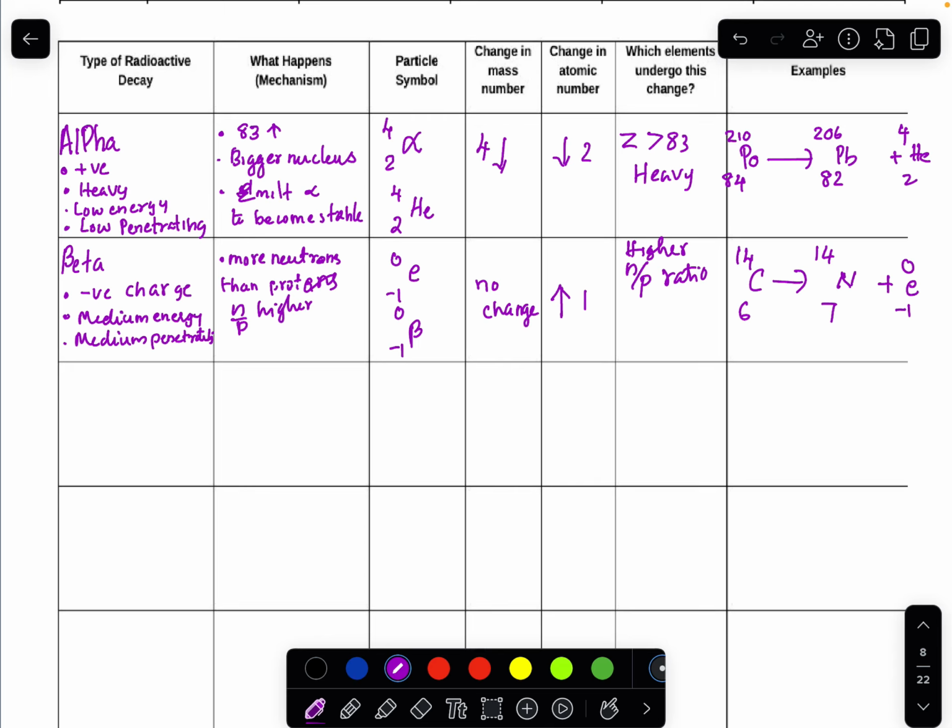Now let's go to the gamma radiation. Gamma has no charge, no mass, high energy, high penetrating power. So this usually happens in high energy atoms.